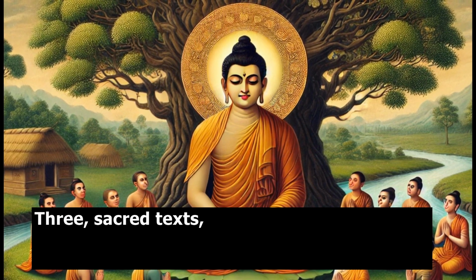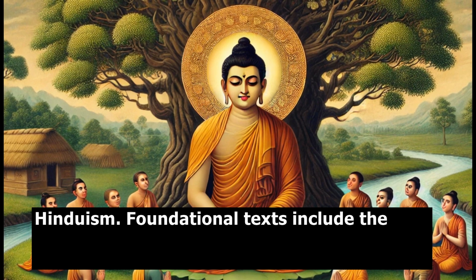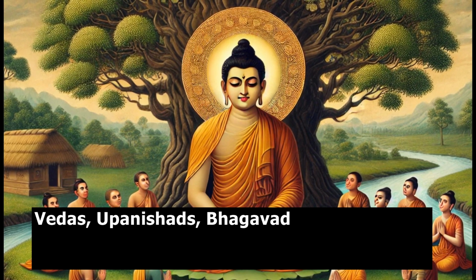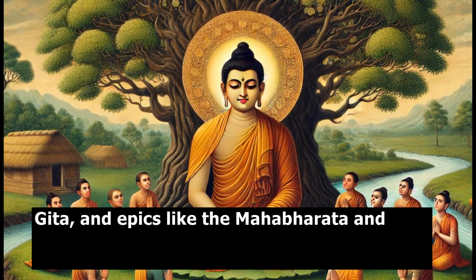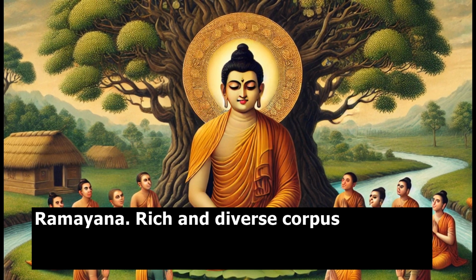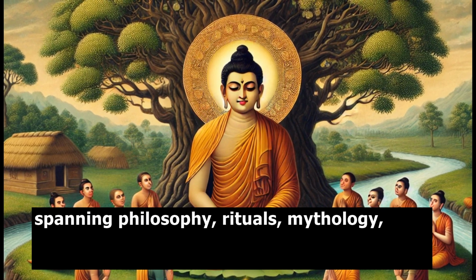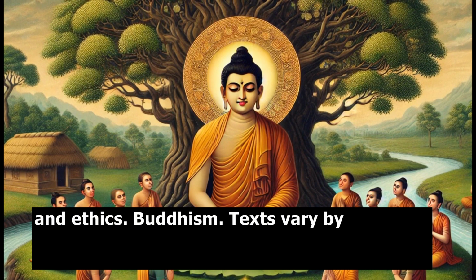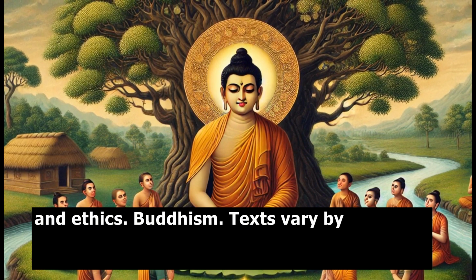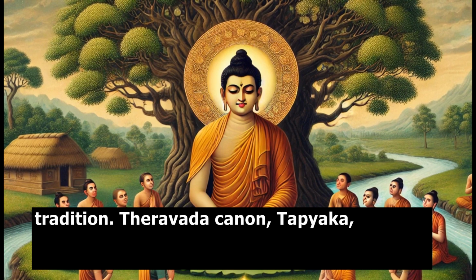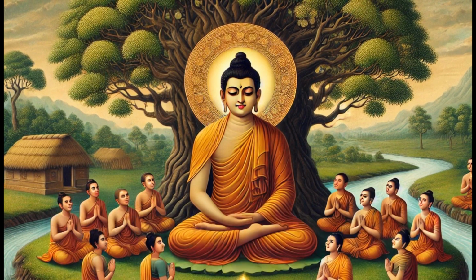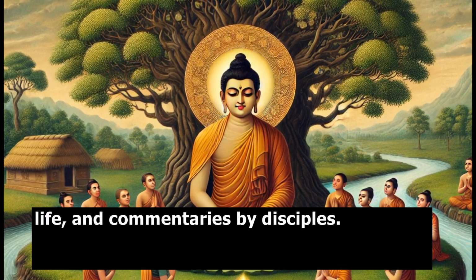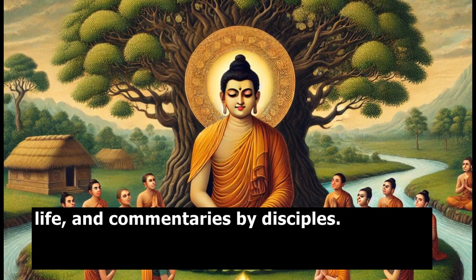3. Sacred texts. Hinduism: foundational texts include the Vedas, Upanishads, Bhagavad Gita, and epics like the Mahabharata and Ramayana. A rich and diverse corpus spanning philosophy, rituals, mythology, and ethics. Buddhism: texts vary by tradition. Theravada canon, Tipitaka, Mahayana sutras, and Vajrayana texts. Focus on the Buddha's teachings, his life, and commentaries by disciples.